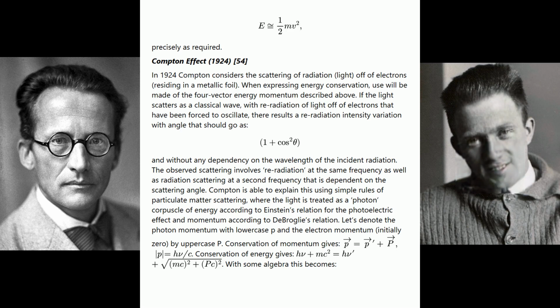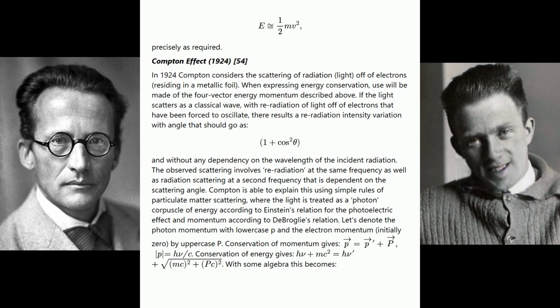Compton effect, 1924 [54]. In 1924, Compton considers the scattering of radiation, light, off of electrons residing in a metallic foil. When expressing energy conservation, use will be made of the 4-vector energy momentum described above. If the light scatters as a classical wave, with re-radiation of light off of electrons that have been forced to oscillate, there results a re-radiation intensity variation with angle that should go as the next equation, and without any dependency on the wavelength of the incident radiation.